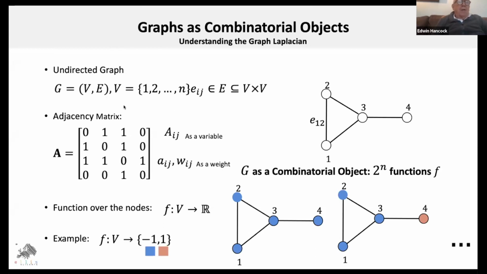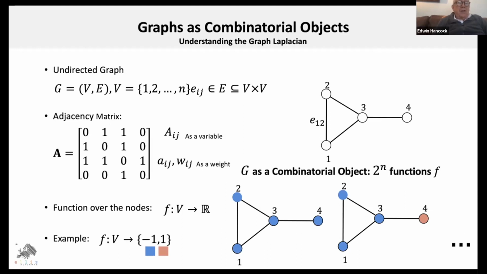We're going to be dealing with undirected graphs, and the graph is going to consist of a node set and an edge set. The nodes are represented by the set V, have labels 1 to n, and the edges are represented by the set E, which is a subset of the product of the node set. So it's usual to represent a graph using an adjacency matrix. We're going to move on from this representation to the Laplacian later on in the talk.